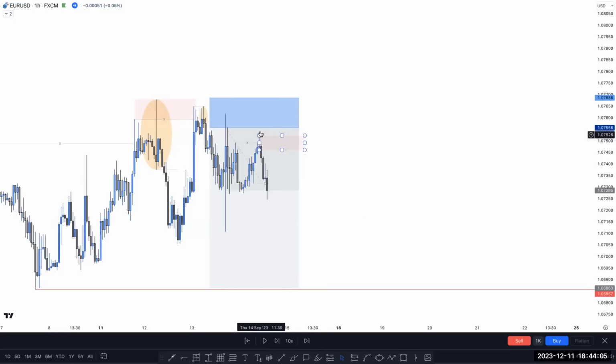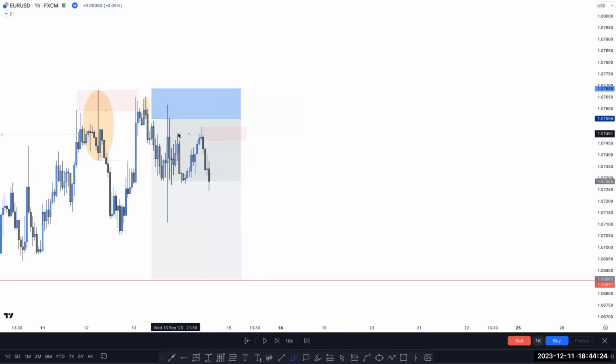What happens if price closes above it? In that case, should we take it or not? If price closes above our high, for example, will this entry be valid or not? No. If price goes up. Yes. If price closes above our high, then this entry is not valid until it creates a valid inducement.